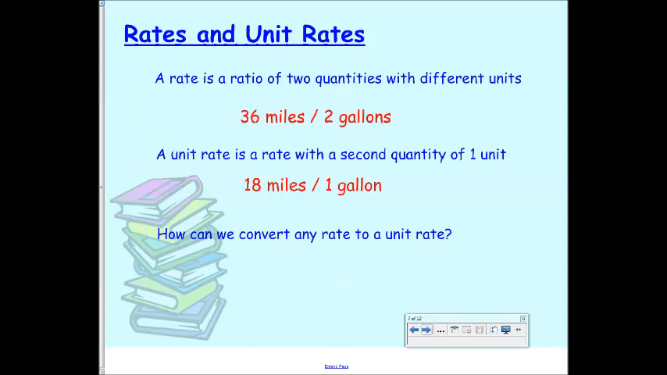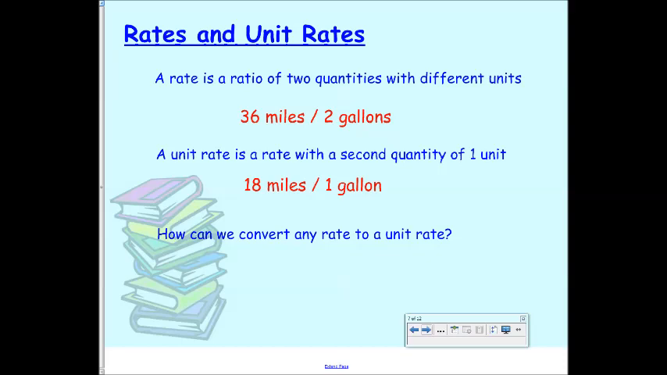Yeah, so if I went to the gas station and I put in 2 gallons of gas into my car, how far could I drive? 36 miles. I could only drive 36 miles, right? So 36 miles per 2 gallons of gas. It's probably more likely that this is an SUV because that's not a great gas mileage, right? So 36 miles for 2 gallons. So that's a ratio of quantities with different units. That's a rate. This right here is called a rate.